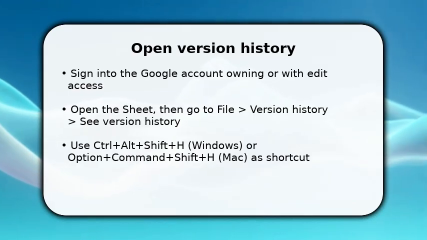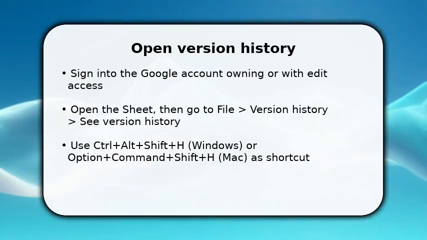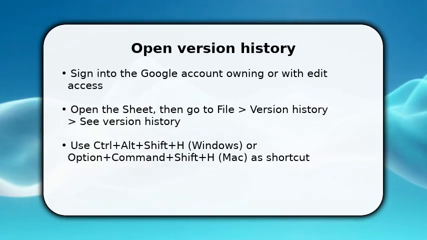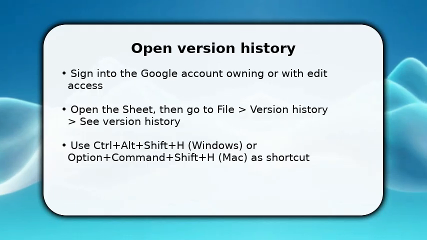Google groups edits by user and time. Make sure to expand collapsed versions to reveal detailed change sets. You can also use the keyboard shortcut for speed. This step gets you into the audit view so you can identify which change block to examine next.